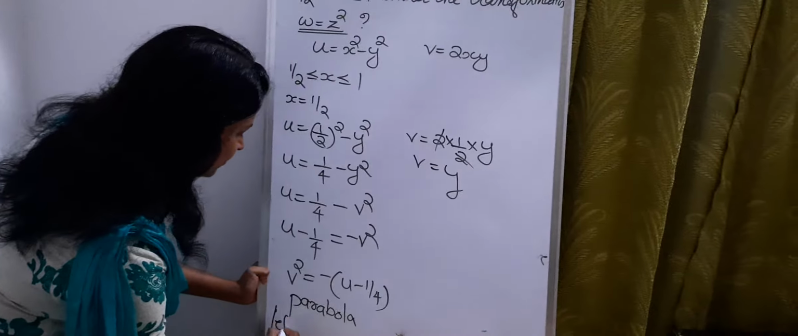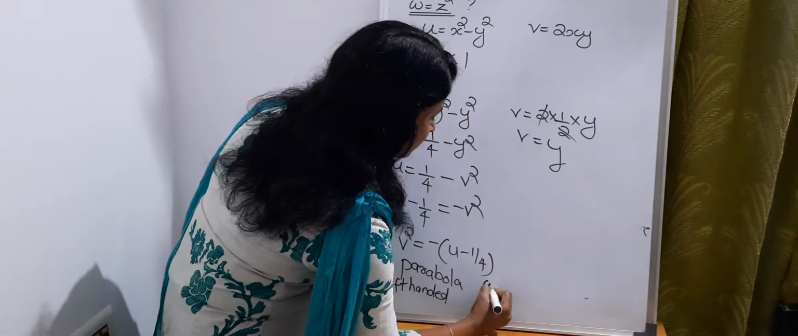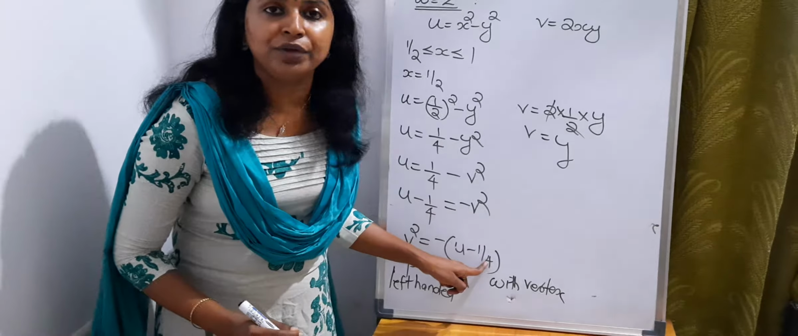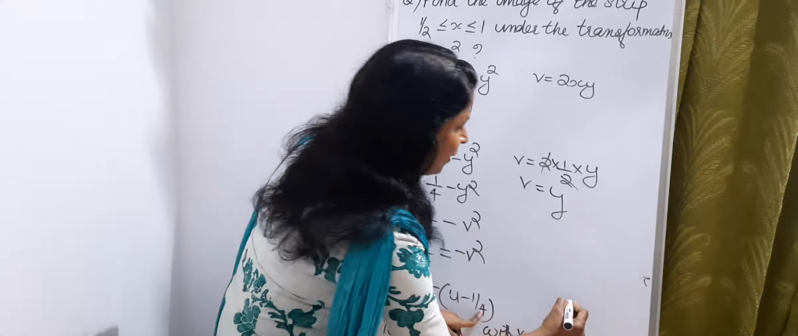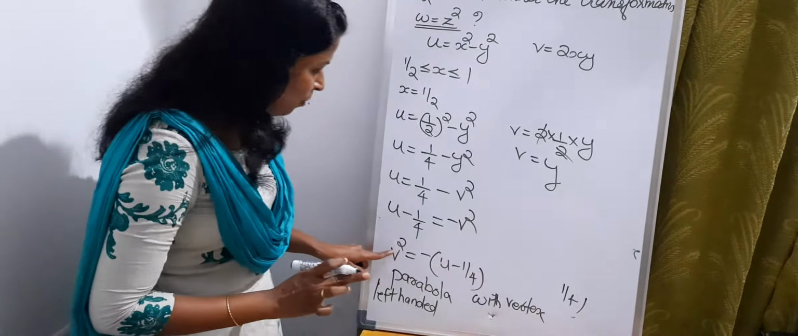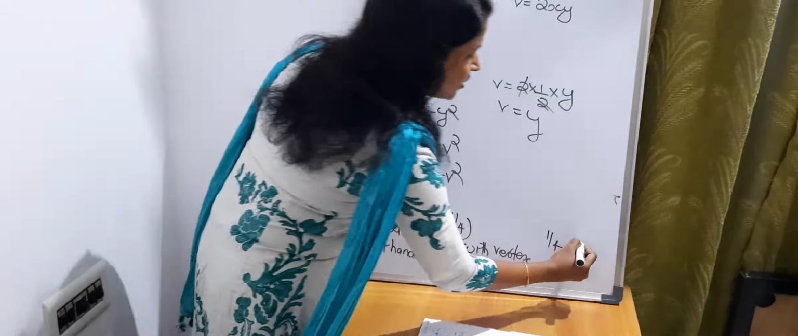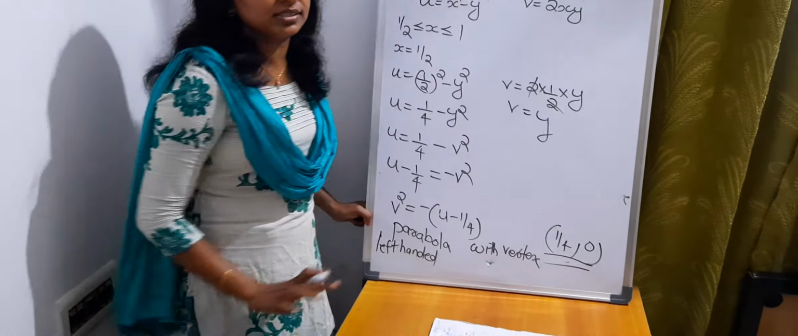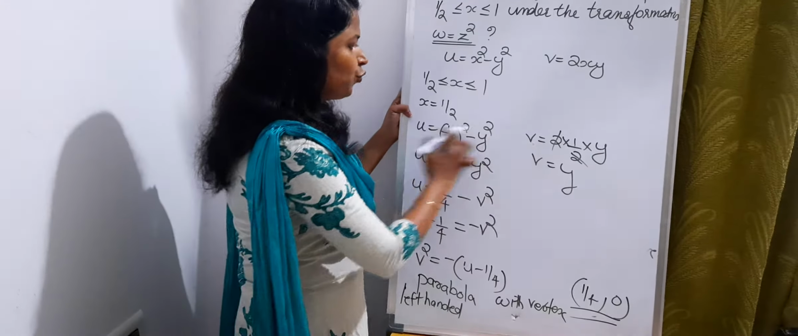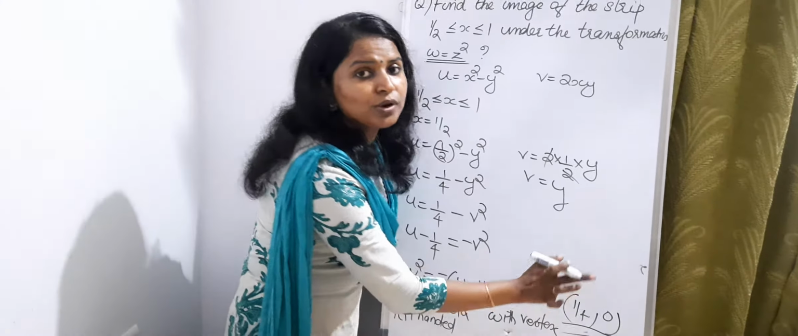So it is a left-handed parabola with vertex (1/4, 0), since u − 1/4 gives the first value 1/4, and v² is (v − 0)², that is 0. In the first case, we take x = 1/2, substitute in u and v, and we get a left-handed parabola with vertex (1/4, 0).